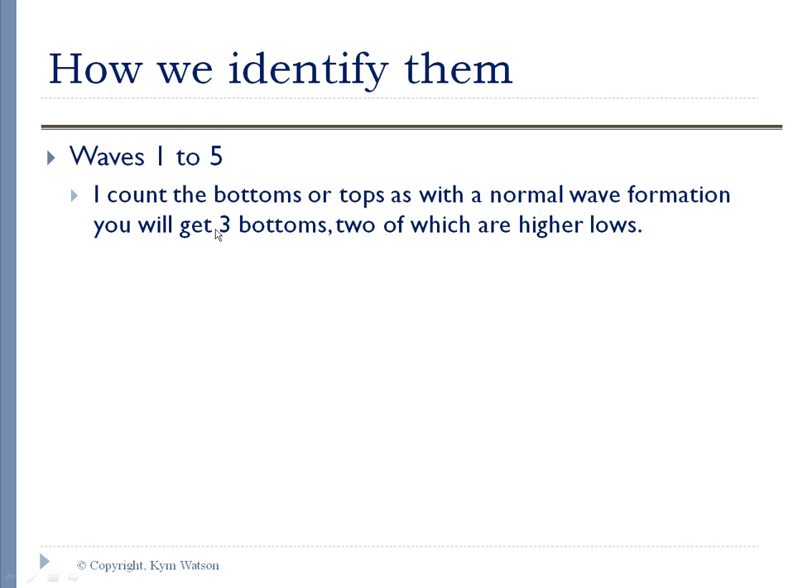Now, as I said, with waves 1 to 5, I tend to count the bottoms or the tops as normal wave formation. You get 3 bottoms on an impulse wave effectively, two of which are higher lows. That's a general pattern. If you get a whole series of higher lows, well, you may be in more than one wave. You're in a series of waves. You may be counting the third wave and the fifth wave, or the first wave, second wave, first, third, and fifth all together. It can appear as multiple levels.